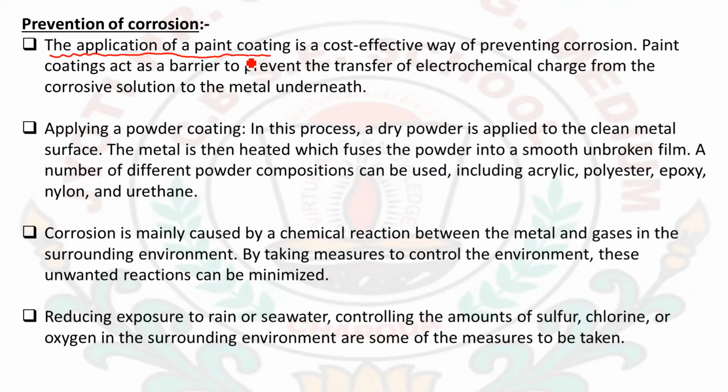So if we provide a protective coat which is made up of paint, it is a cost effective way. It is a cost effective way, means in very low cost we can use the paints which are available in the market, and we can use them to coat the metals which we want to prevent from corrosion.